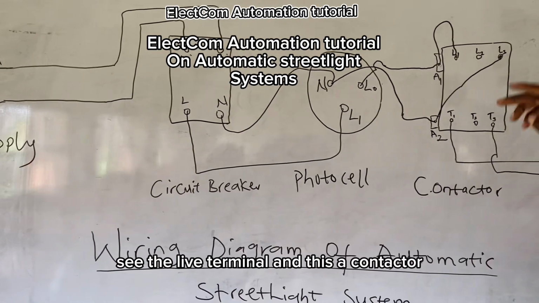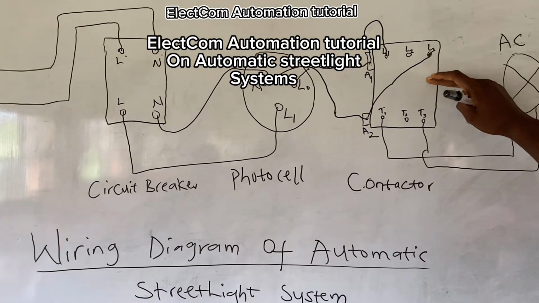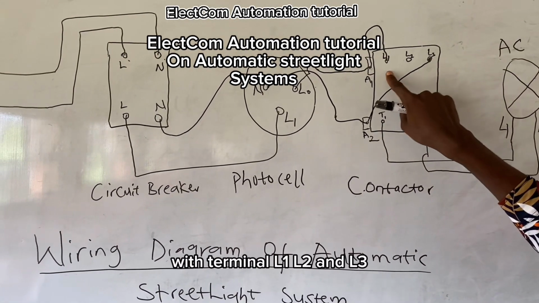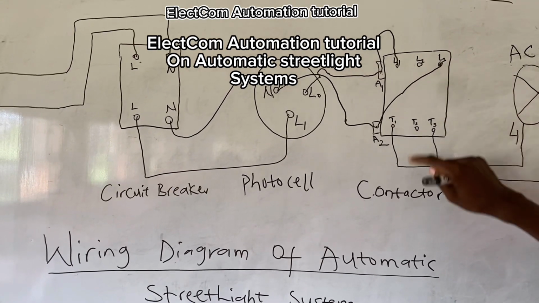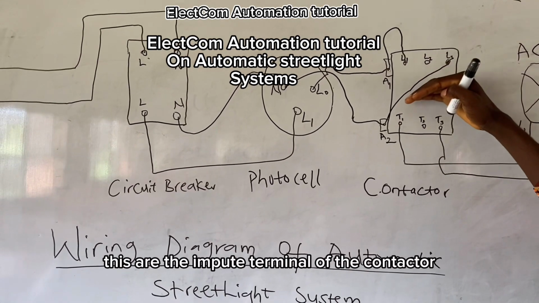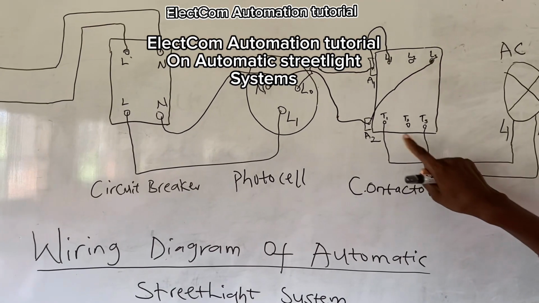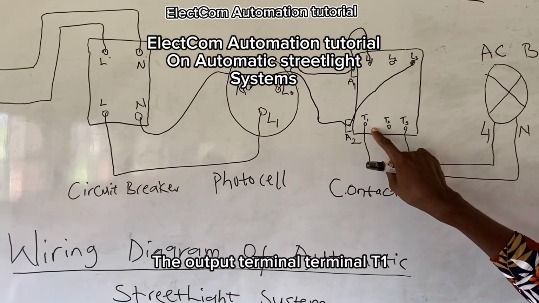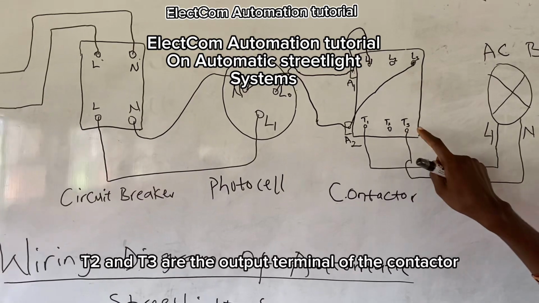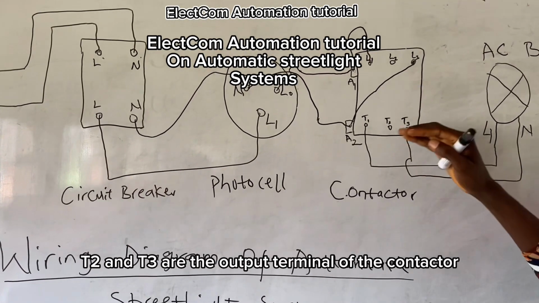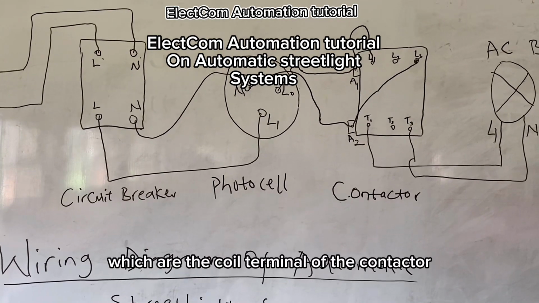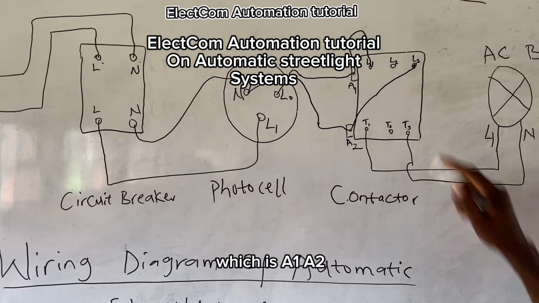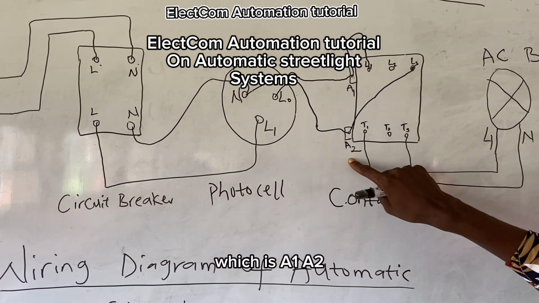And this is a contactor with terminals L1, L2, and L3. These are the input terminals of the contactor. We have the output terminals T1, T2, and T3. We have another pair of terminals, which are the coil terminals of the contactor, A1 and A2.